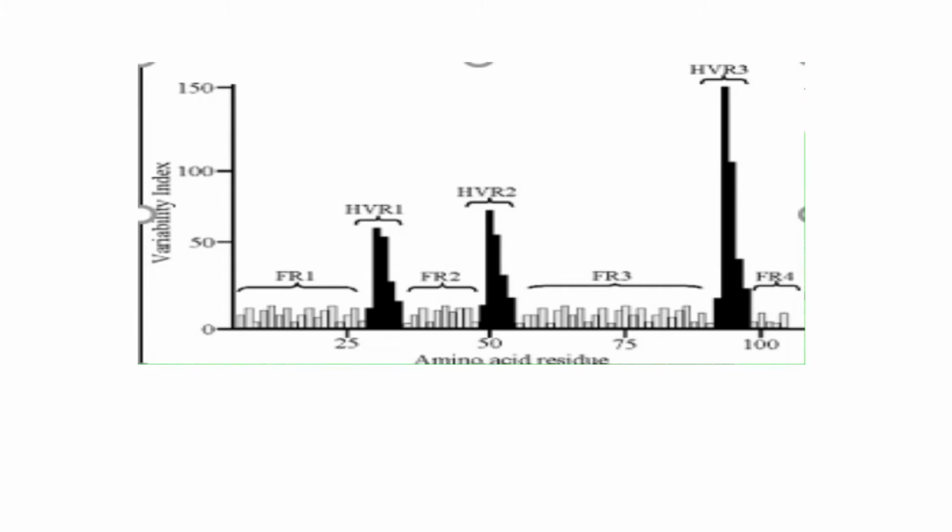So, antibodies with different specificities have different complementarity determining regions. Antibodies of the exact same specificity have identical complementarity determining regions. These regions are found in both the heavy and light chains.